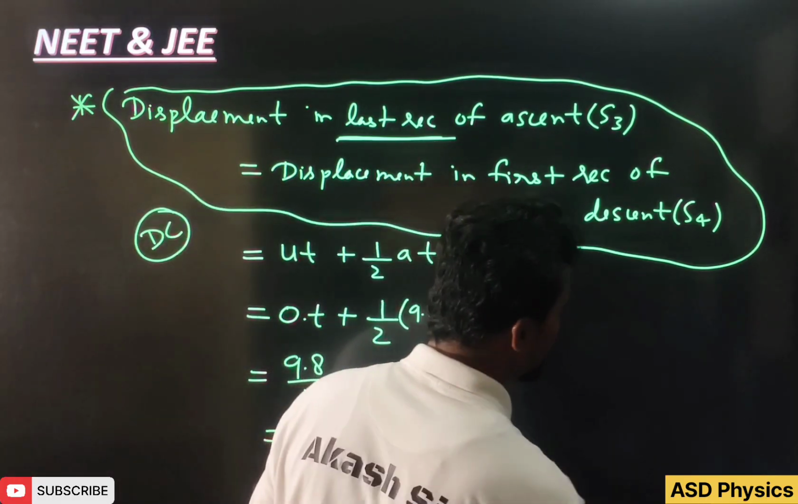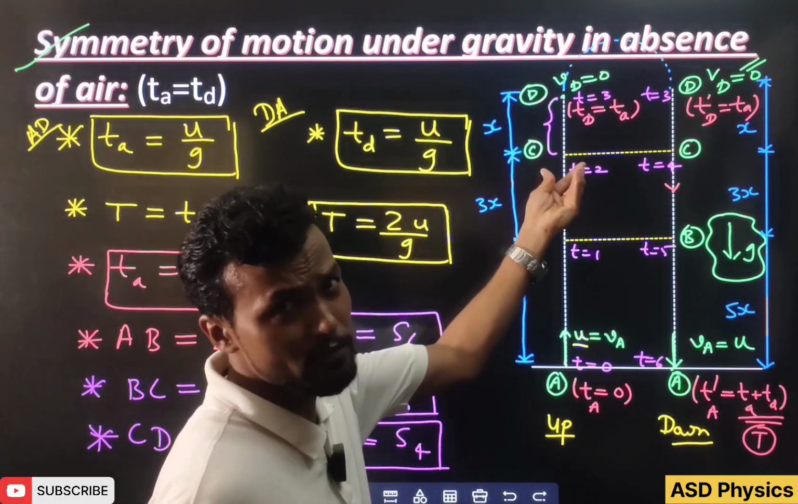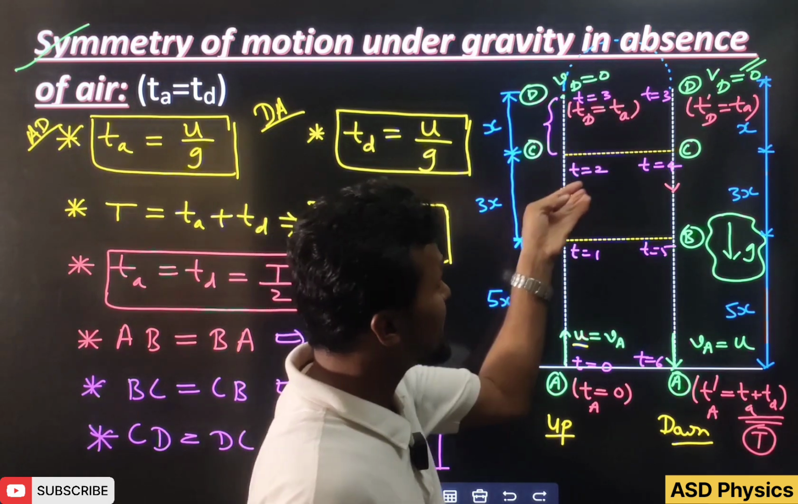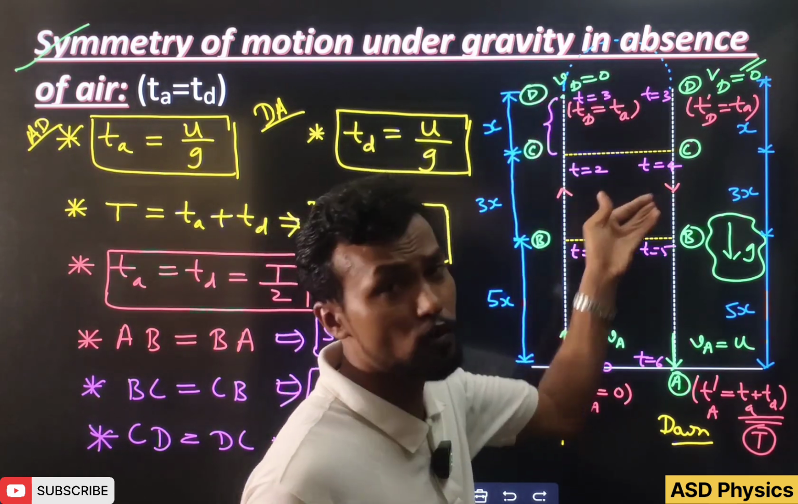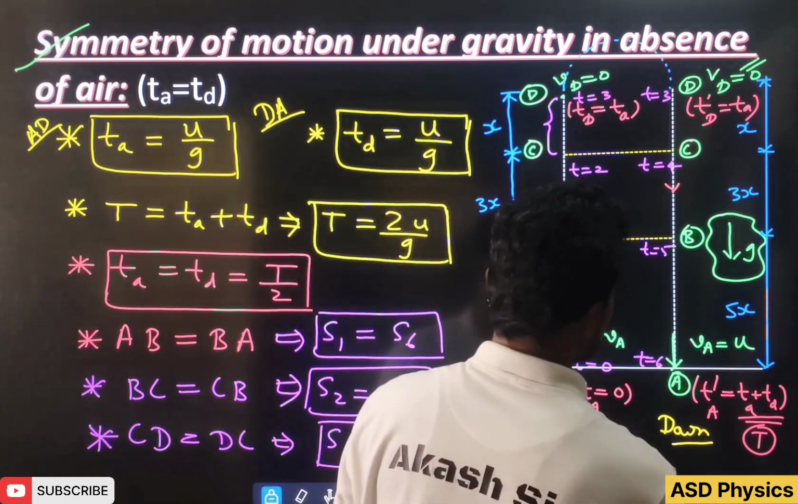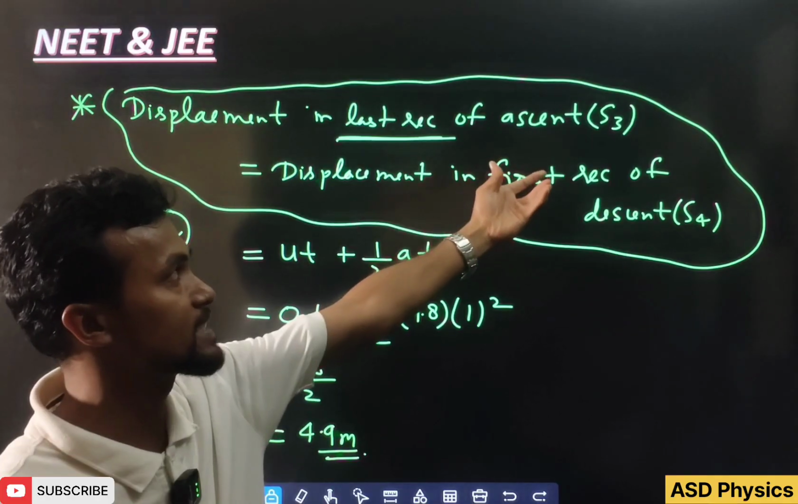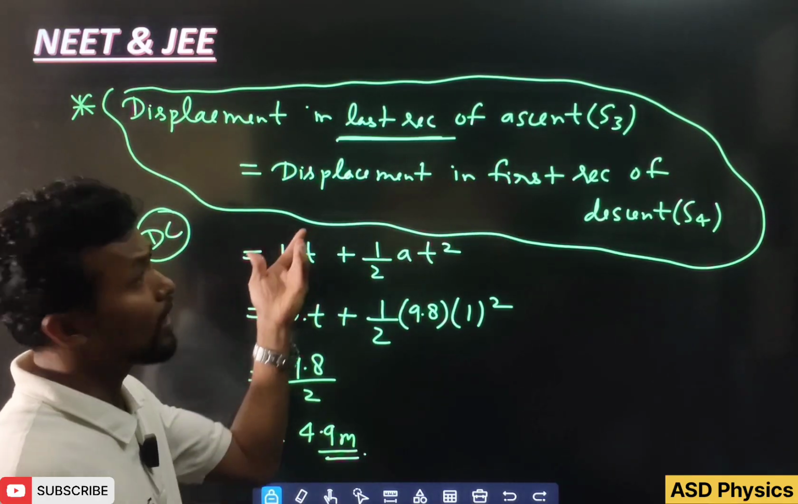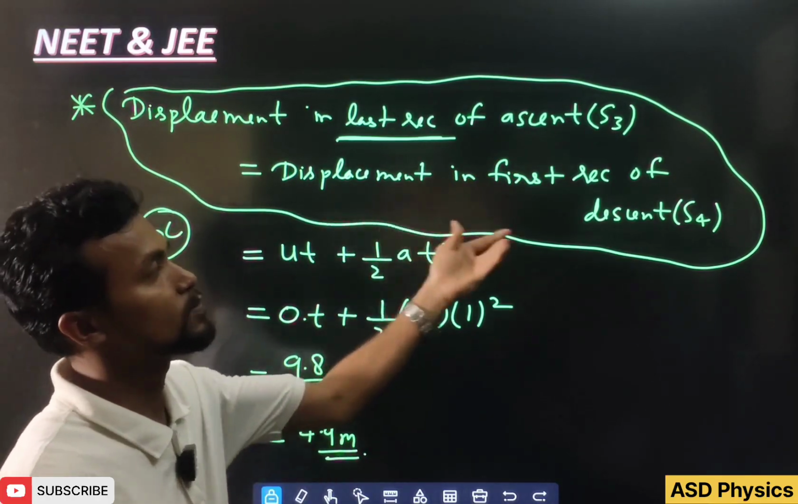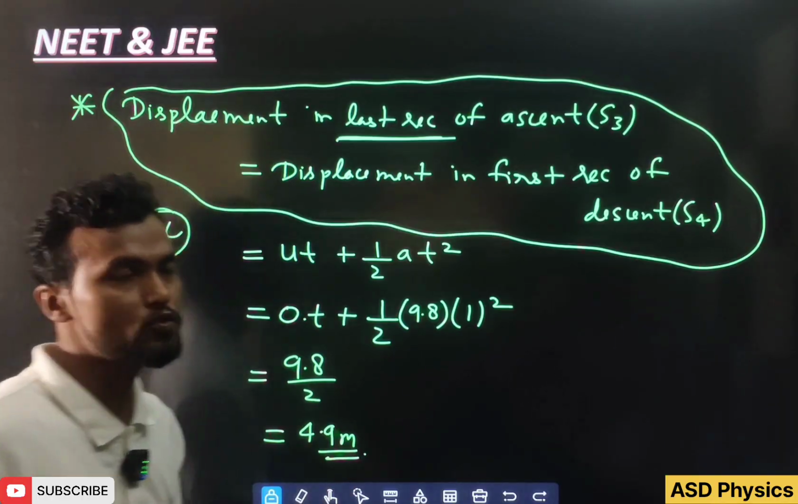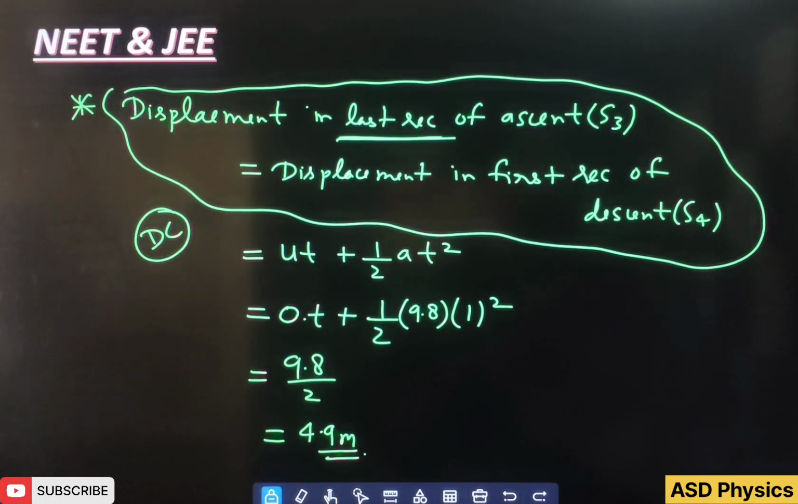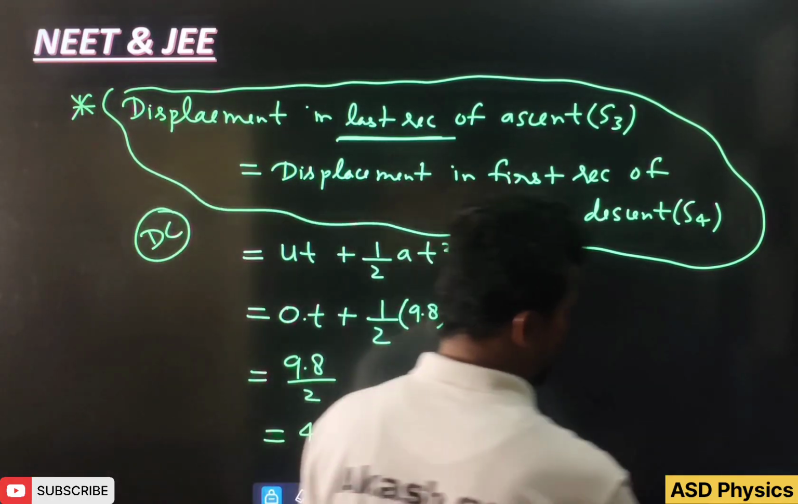This we can't calculate very easily, is it? Why can't we calculate it very easily? Because then we have to calculate the velocity here, is it? But instead of calculating CD, we are calculating the DC, is it? That's why displacement in last second of ascent is 4.9 meter. How did we get it very easily? By calculating displacement in first second of descent. Is it, students? So kindly remember this pointer very, very well. Directly question used to come.